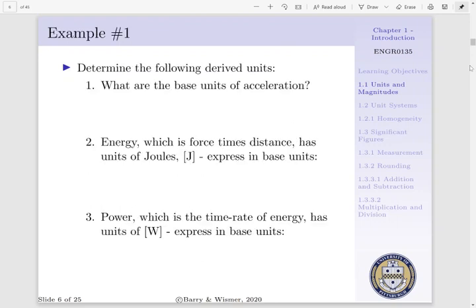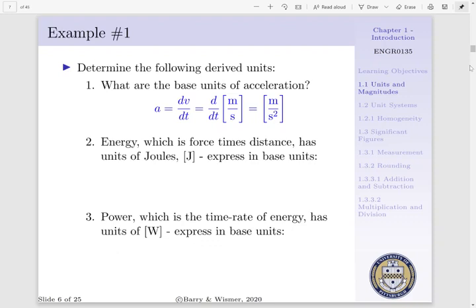Now, let us look at example 1. Say we want to determine the following derived units. So, what are the base units of acceleration? Acceleration is equal to the time rate of change of velocity, or we'd have d/dt of meters per second. Now, since we have d/dt, we're differentiating with respect to time, so we could replace this with 1 per second. If we multiply this through, acceleration has units of meters per second squared.